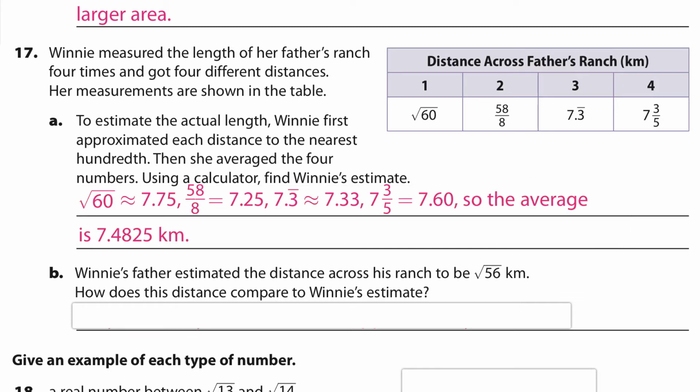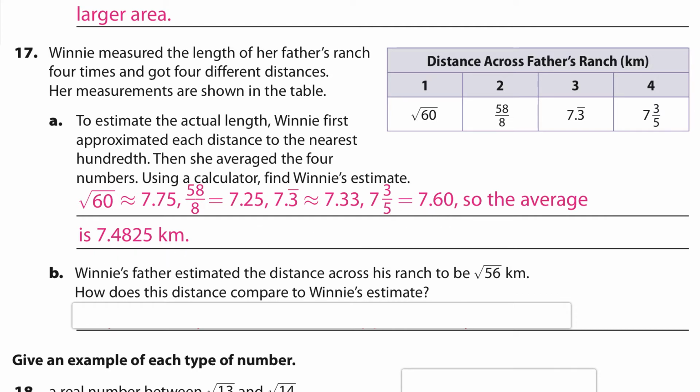So if you use a calculator, the square root of 60 would be about 7.75. And then 58 divided by 8 is 7.25. Then 7.3 repeating. Okay, that's pretty easy. That's 7.3333, so you just need 2 threes there. And then 7 and 3/5 is 7.60. So the average, if you add this plus this plus this plus this and divide it by 4, you would get this.